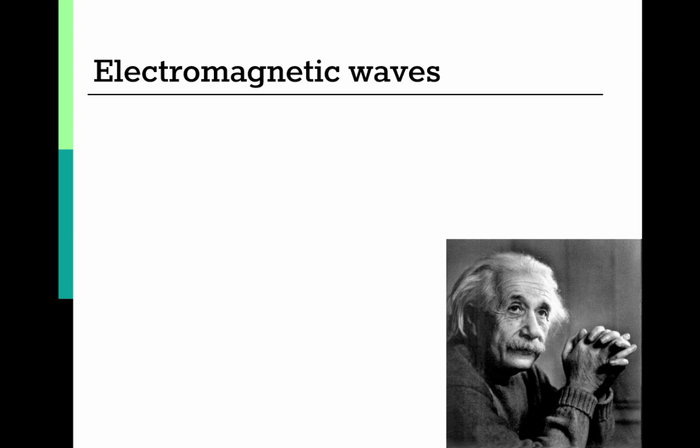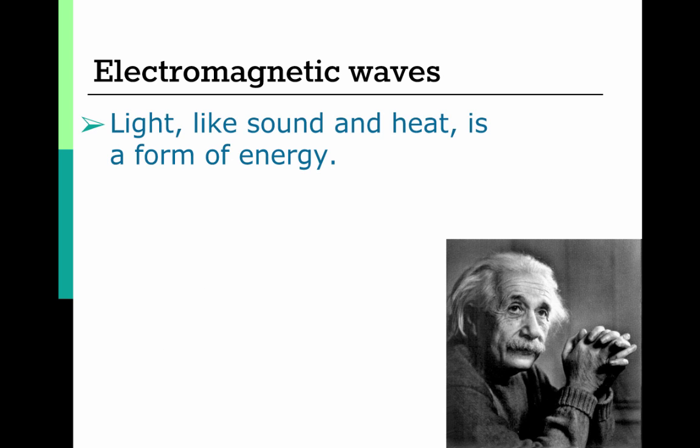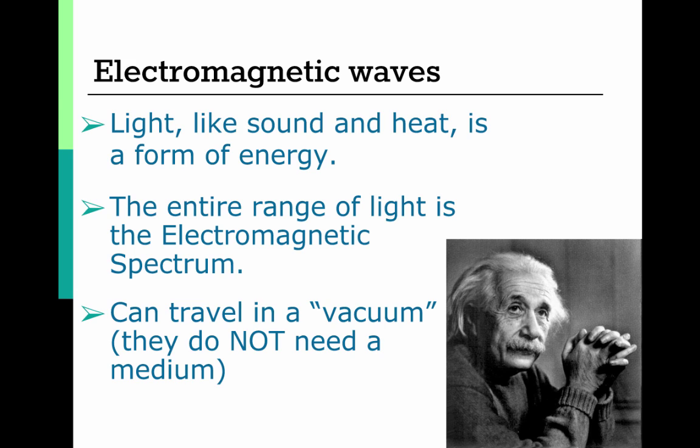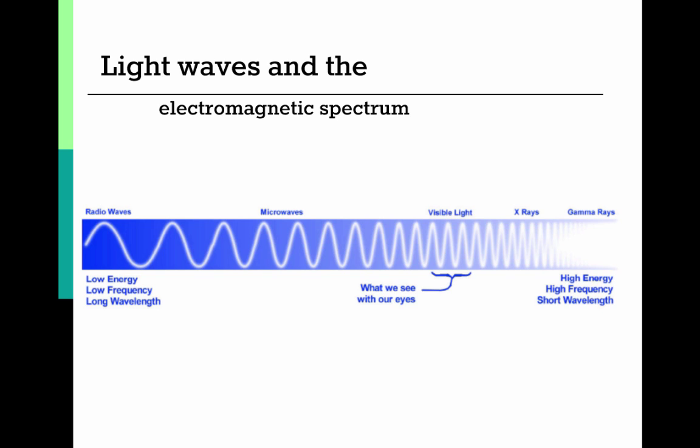So let's look at electromagnetic waves. Light, like sound and heat, is a form of energy. The entire range of light is known as the electromagnetic spectrum. All light can travel in a vacuum, meaning it does not need a medium to travel through. That's how we get it from the sun.